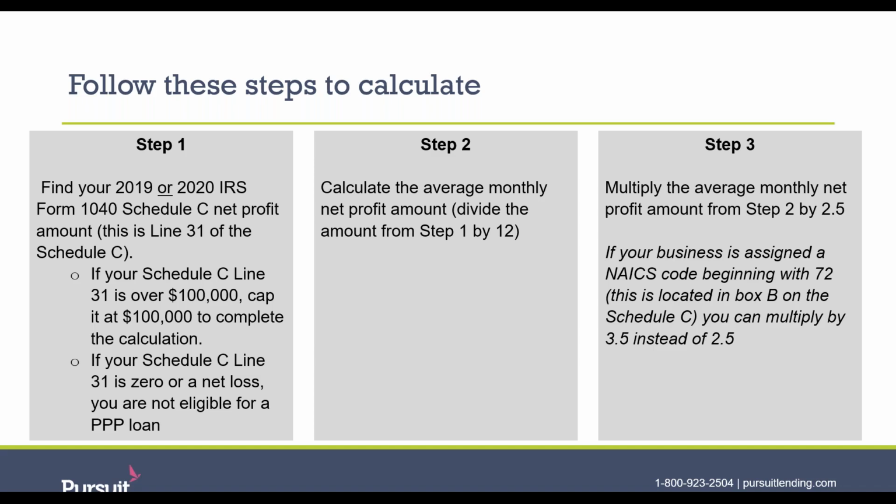In order to calculate the average monthly payroll amount, we are going to take the net profit number discussed in step 1 and simply divide it by 12 to obtain an average monthly figure. In step 3, we will take that average monthly figure and multiply it by 2.5 times, or 3.5 times if the business is in the food service or accommodation industry. This multiplication will give us the maximum loan amount that your business is eligible for in the Paycheck Protection Program.